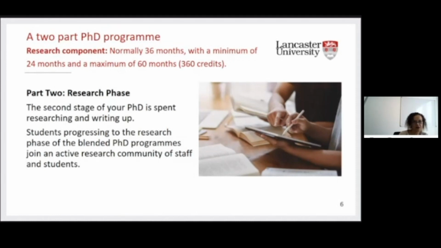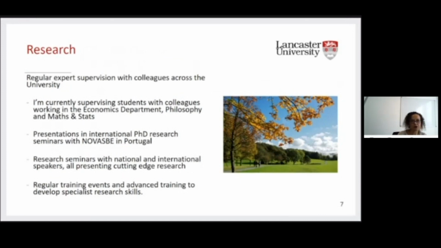So the second stage of your PhD is spent researching and writing up, and students progress to the research phase of the blended PhD programs and join an active research community of staff and students. So what do we research in health economics and policy? Our students have regular expert supervision with colleagues across the university. For instance, I'm currently supervising students with colleagues working in the economics department, in the philosophy department, and in the maths and stats department.